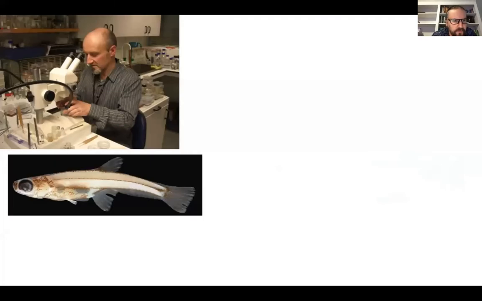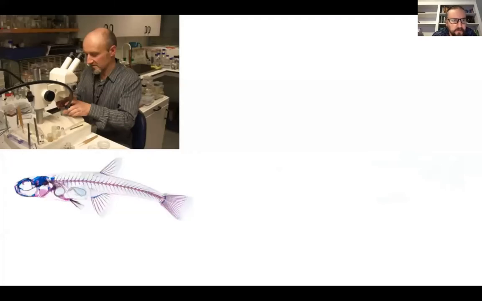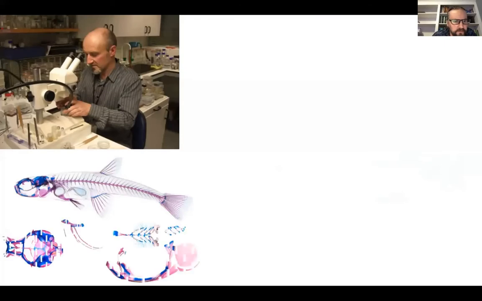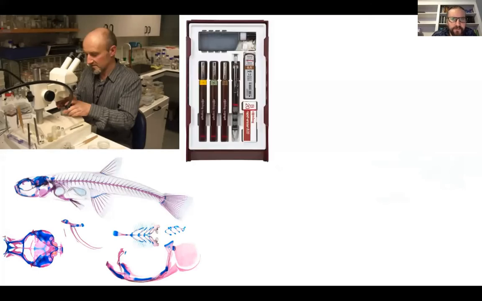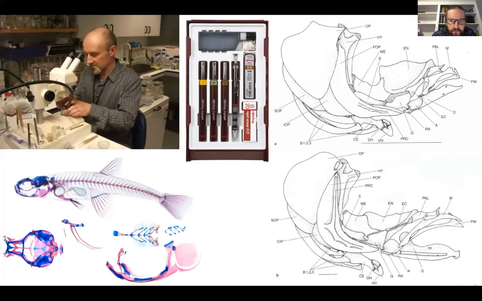Of course, he actually taught me how to clear and stain specimens. He also taught me how to dissect them, which is, of course, very important if you want to study these specimens. And he also spent a long time teaching me how to make scientific illustrations. And these are some of the first illustrations that I made of the upper palatine arch of some Rasbora.